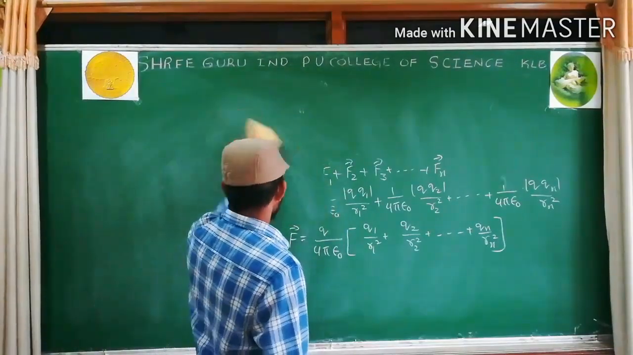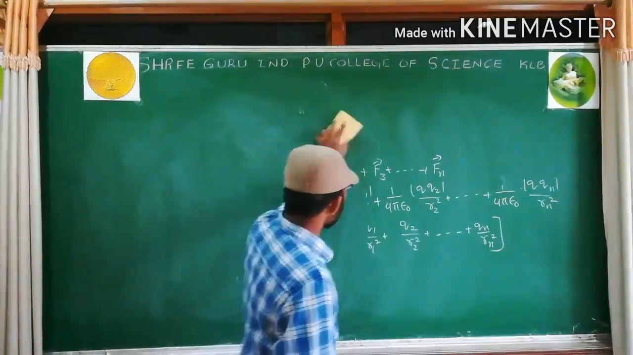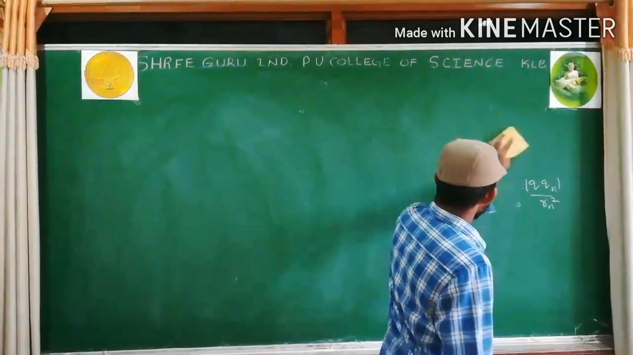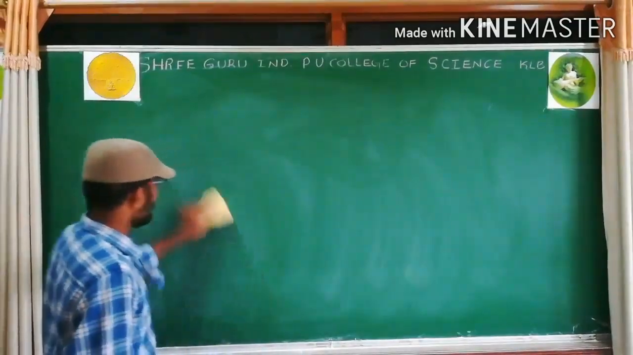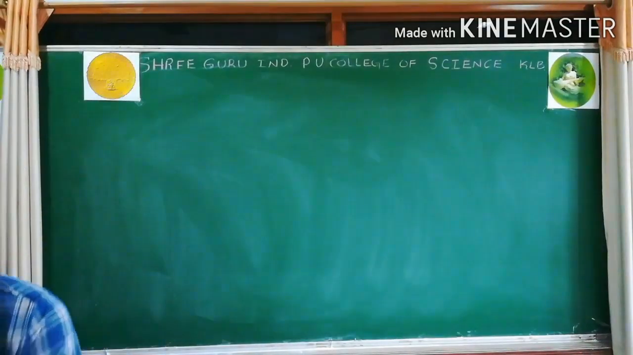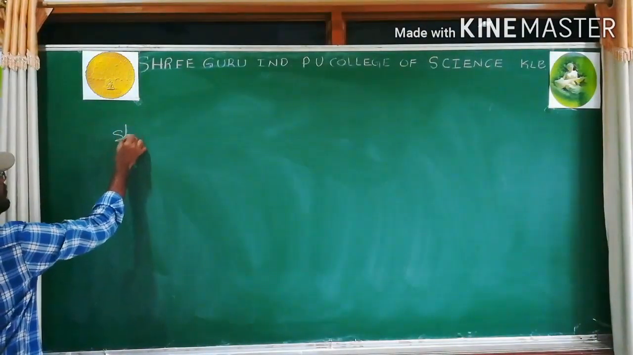Next we will go with stable equilibrium, unstable equilibrium and neutral equilibrium. First we will go with stable equilibrium.